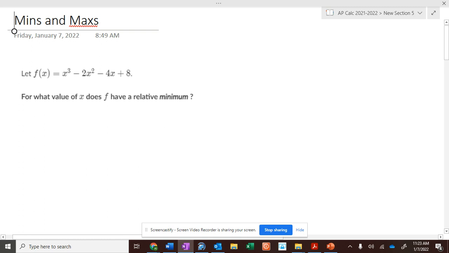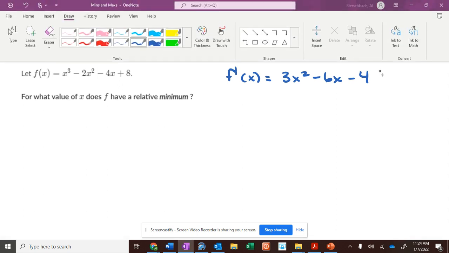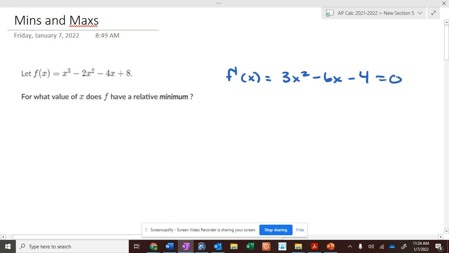All right. How do we find relative minimums? Well, good question. To find relative minimums, we have to take the what of this. First derivative. If we take the first derivative to get 3x squared minus 6x minus 4, we set the first derivative equal to 0.